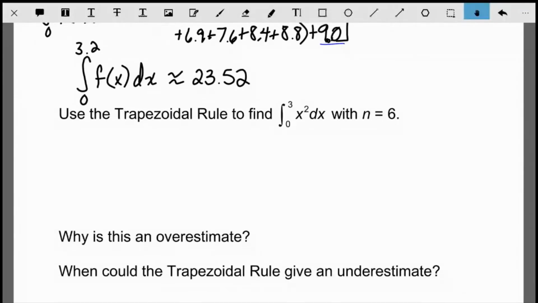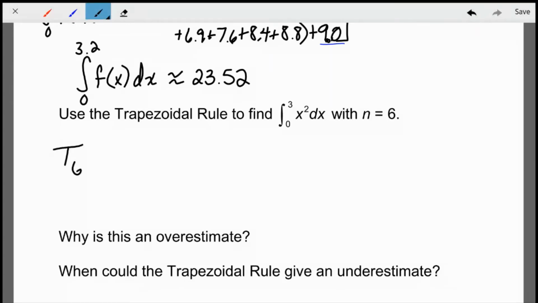Okay, so let's look at another one. This one says, use the trapezoid rule to find the integral from 0 to 3 of x squared dx with n equal to 6. So I'm going to use a different notation this time, just so you can get used to some of the notations you might see. Remember before when we saw L6, R6, M6, that would mean a left hand, a right hand, or a midpoint approximation with 6 subintervals. We can also use T for trapezoidal approximation.